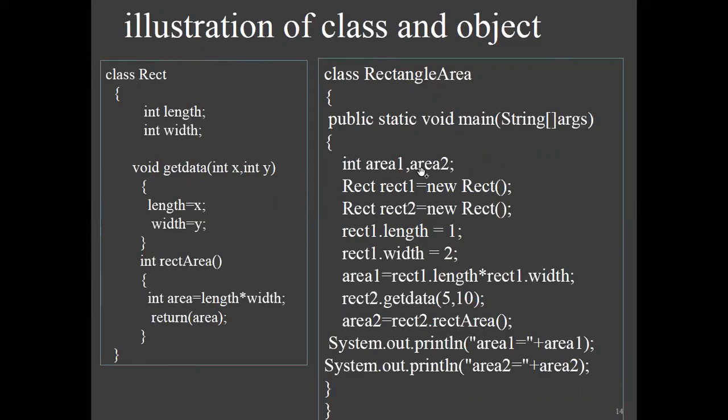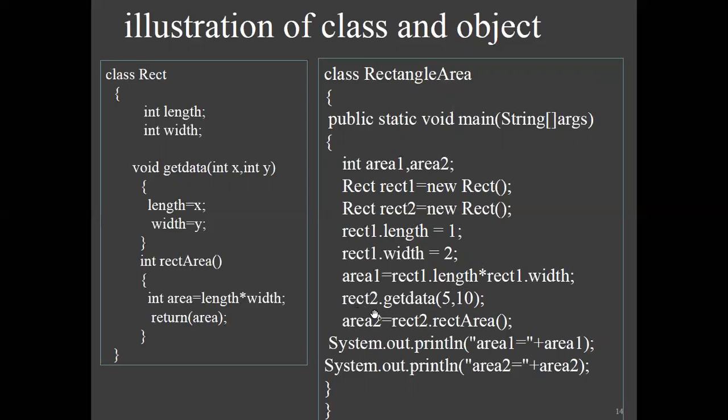This is our own example. I have taken two variables, area1 and area2, and I have created two objects, rect1 and rect2. I have initialized the length and width with the help of the rect1 object. For the first rectangle, I kept 1 and 2 as values and calculated manually. With the help of the object, I am calling the length and width, calculating the area and putting it into area1.